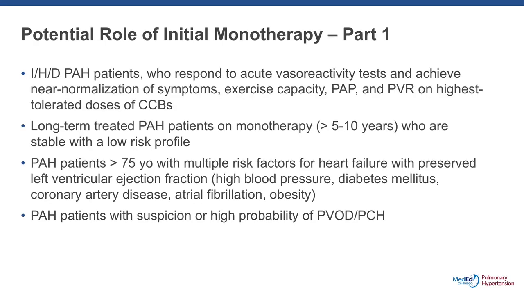So who might those patients be? Who is appropriate for initial monotherapy? Well, for sure, the patients with idiopathic, heritable, and drug and toxin-induced pulmonary arterial hypertension who are responders to an acute vasoreactivity test and who, with calcium channel blockers, have a sustained response with a long-term improvement in their hemodynamics and exercise capacity. Those patients can be safely treated on their highest tolerated dose of calcium channel blockers. Again, few and far between.